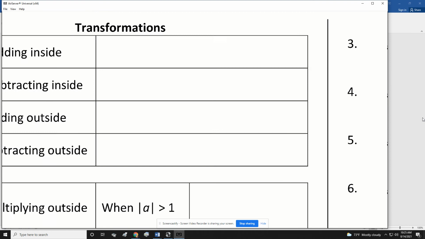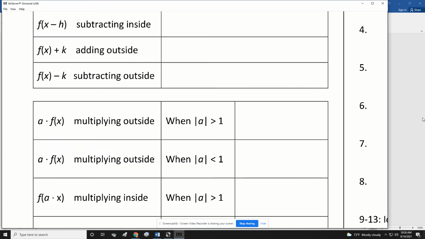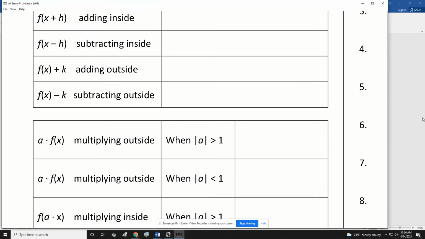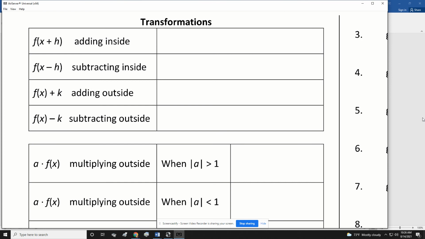All right, the other thing we're going to review is the transformations. So off the top of your head, try to fill those in with a pencil. I'm going to give you guys a couple of minutes to fill that in, and then we'll just make sure everybody's on the same page.